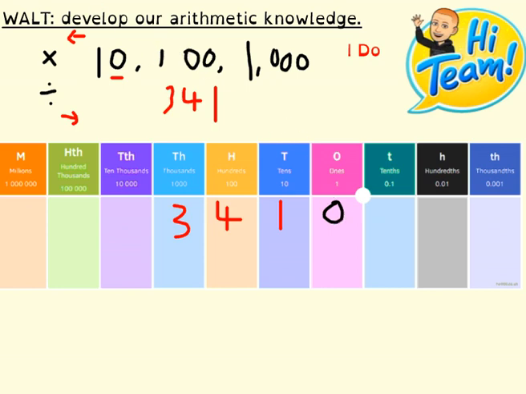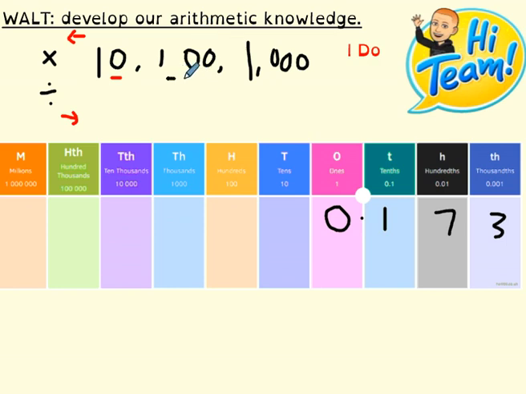If I was to look at the number, let's have a think, 0.173. This time, I'm going to times by 100. To times by 100, I move my digits. This time, because 100 has got 2 zeros, I'm moving all of my digits 2 places. Because I'm still timesing, I'm moving to the left. So my 0 moves 2 places.